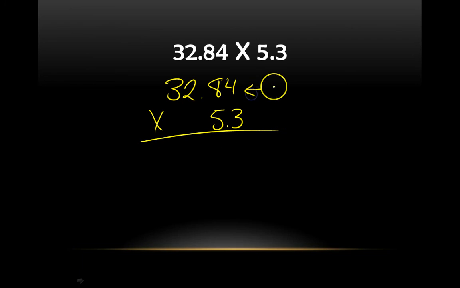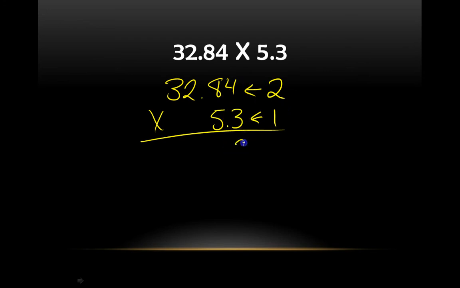Let's do another example. 32.84 times 5.3. You can see our decimals don't line up, but that's okay. Here we have 2 places to the right of the decimal point. Here we have 1. Now we're going to multiply out like there are no decimal points.